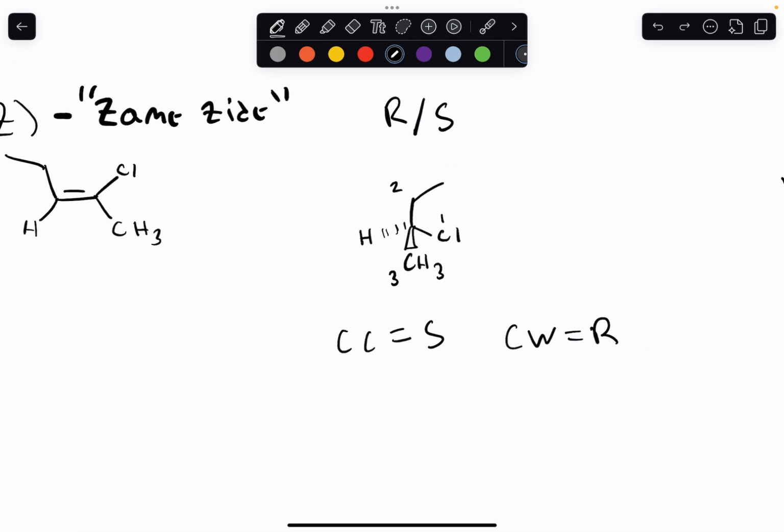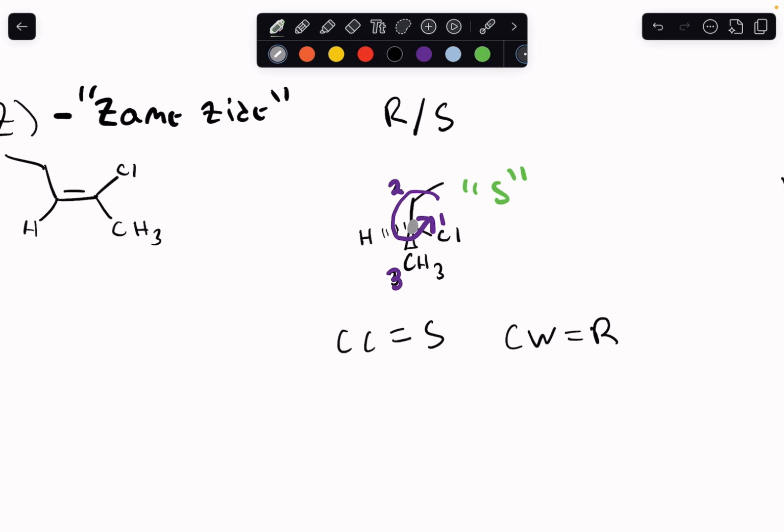So next is R and S. Again, this is the same thing as priority. Your steps for R and S: step one, you number your groups in terms of priority. And just to go over, when I say priority, I'm talking about atomic number. So you order your groups from highest atomic number, and then you check which way it's going. If we go this way, we see that's counterclockwise. So this carbon is going to be S, because it's counterclockwise. If it was clockwise, it would be R.